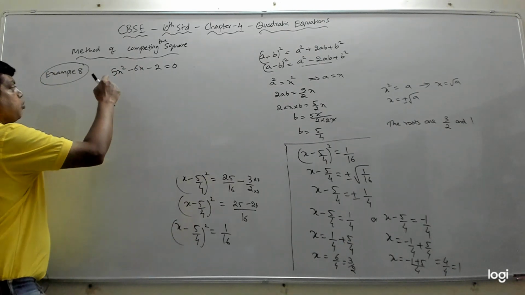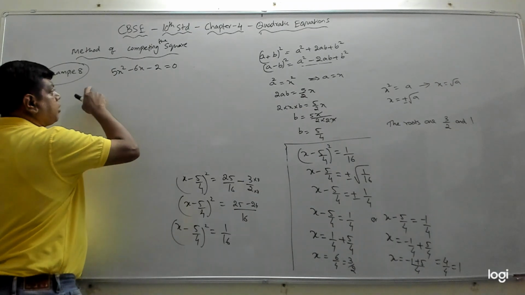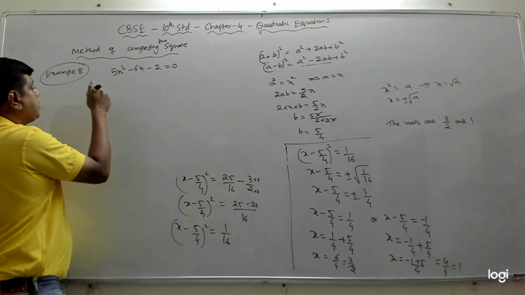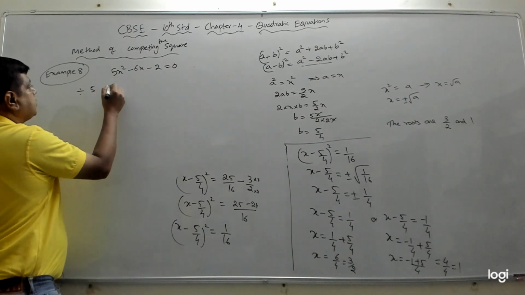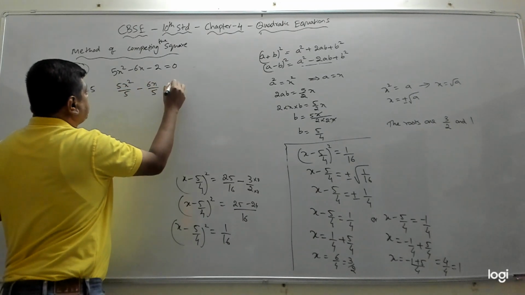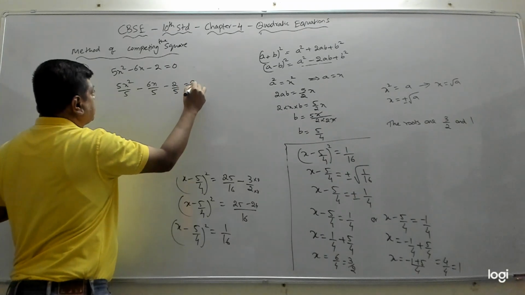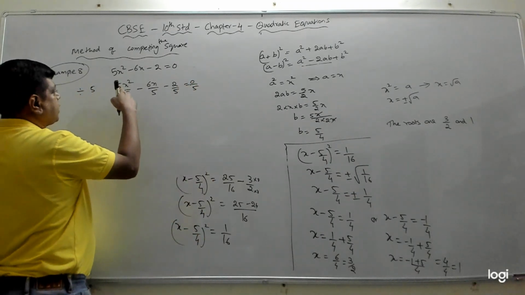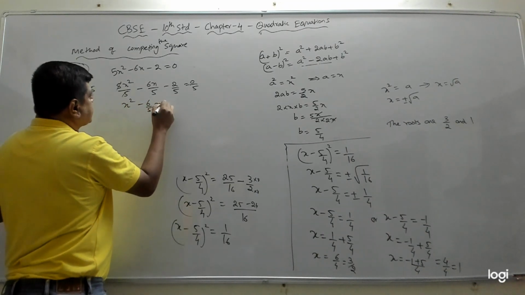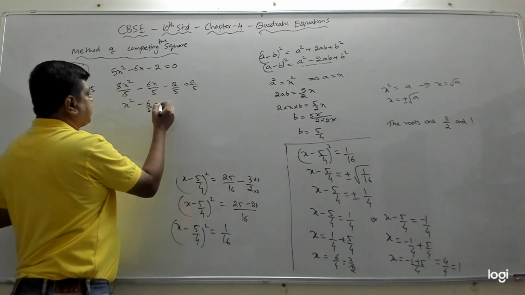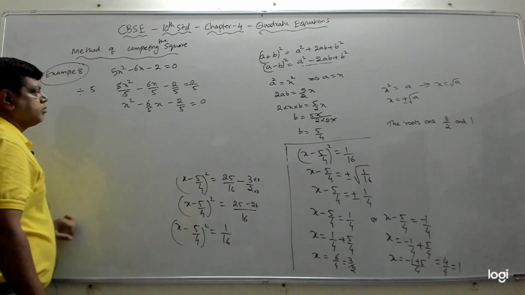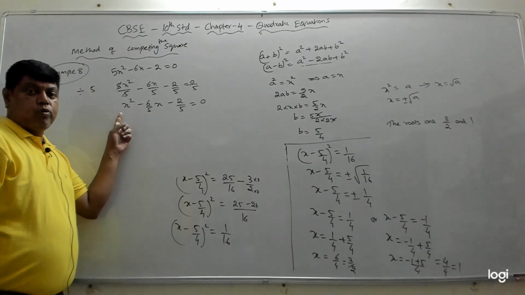So how do I make it as 1? 5 is there, so we have to divide throughout by 5. In the earlier problem we divided throughout by 2. Here we will divide throughout by 5. Then what do we get? 5x square by 5 minus 6x by 5 minus 2 by 5 equal to 0 by 5. 5x square by 5 will get cancelled. x square minus 6x by 5 minus 2 by 5 equal to 0. Now the coefficient of x square has become 1.